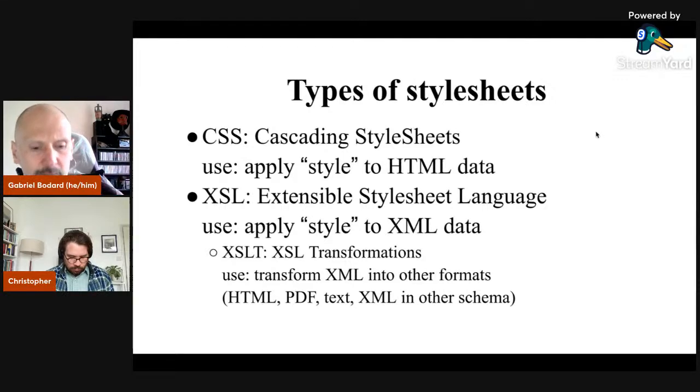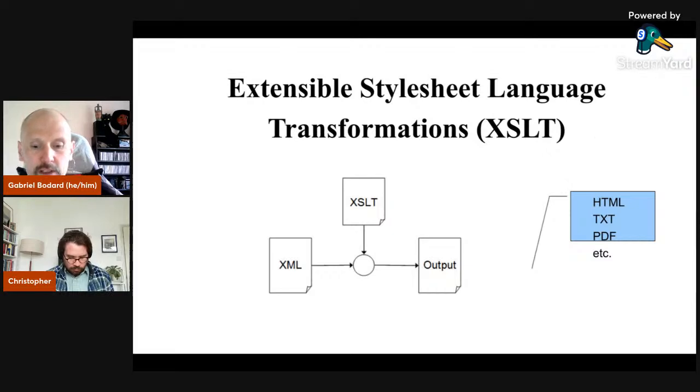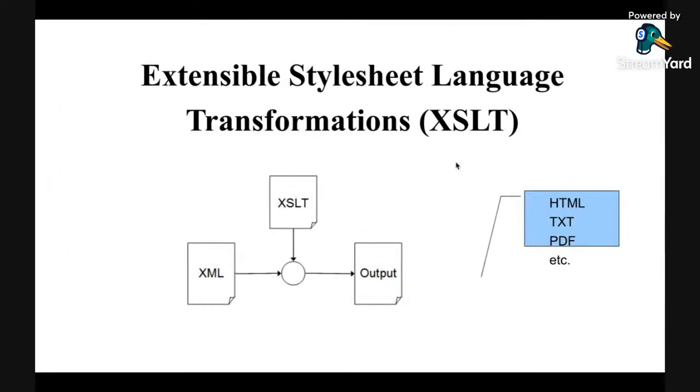And the pipeline will often go something like this. You will have your XML. You will run a process. That's the circle in this diagram, and that process will involve XSLT, which doesn't itself create output, but it's what processes the XML into the output, and then you'll have the output coming out of that, and that output could be HTML, plain text, PDFs, or many other kinds of formats.